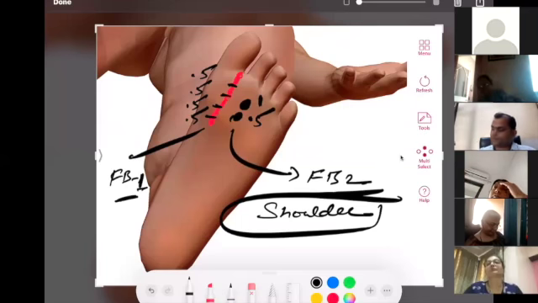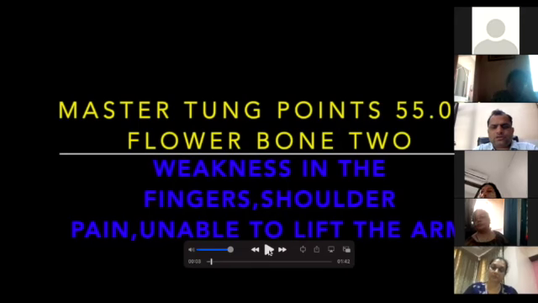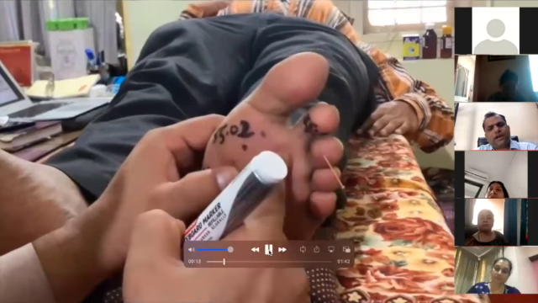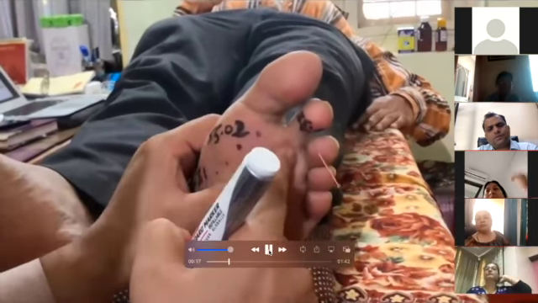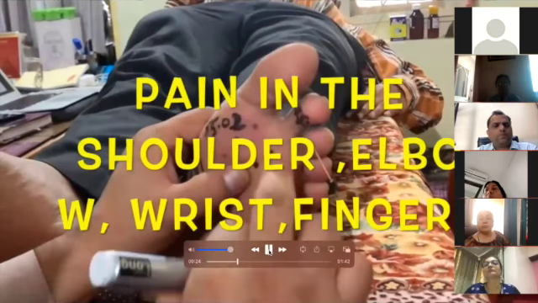Let's see the practical demo. So these are the points 55.03, flower bone 2. If someone is not able to lift the arm, if someone is having pain in the shoulder or frozen shoulder, if someone is having weakness in the fingers, even numbness in the fingers, we are using these points: flower bone 2 or 55.03. So now we are moving to between the second and third metatarsal bone. The first point will be 1 chun away from the web margin, and the second point 0.5 chun.